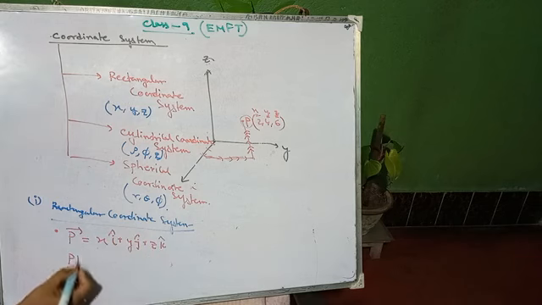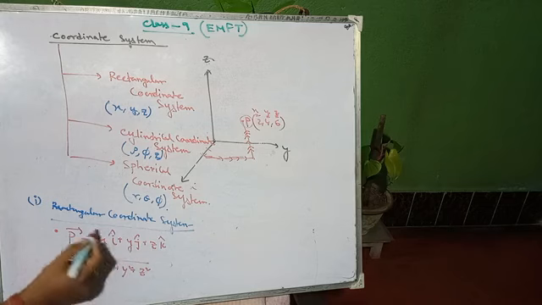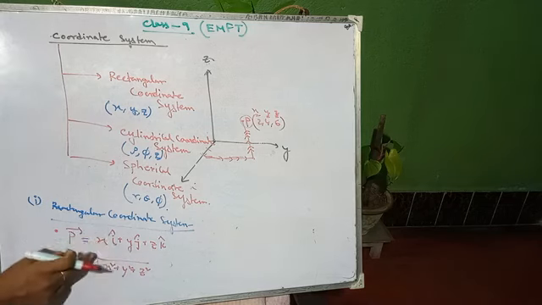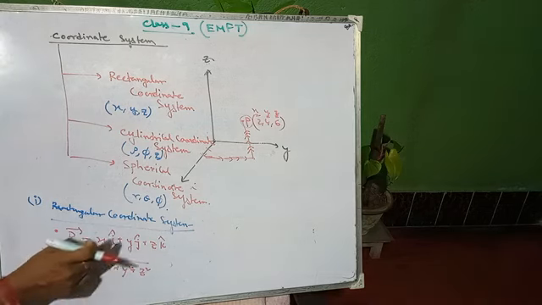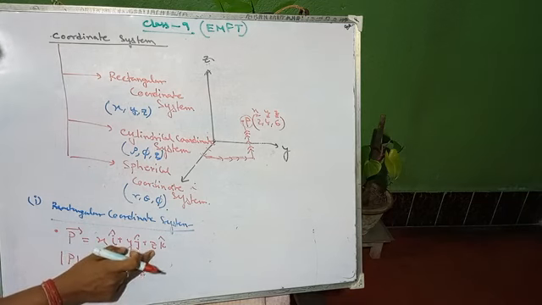Okay, so what is the modulus of P now? Root over of x square plus y square plus z square. And what is x, what is y, what is z? It is nothing but the distance along x axis. It is the distance along y axis, and this is the distance along z axis.